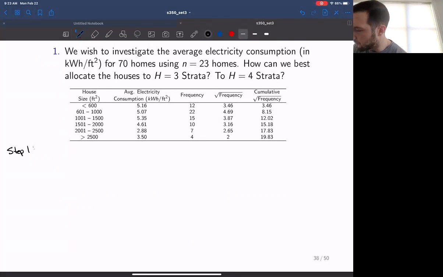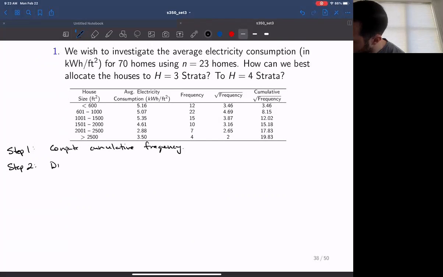is we will compute the cumulative frequency. And then on step 2, we will divide by the desired number of strata.